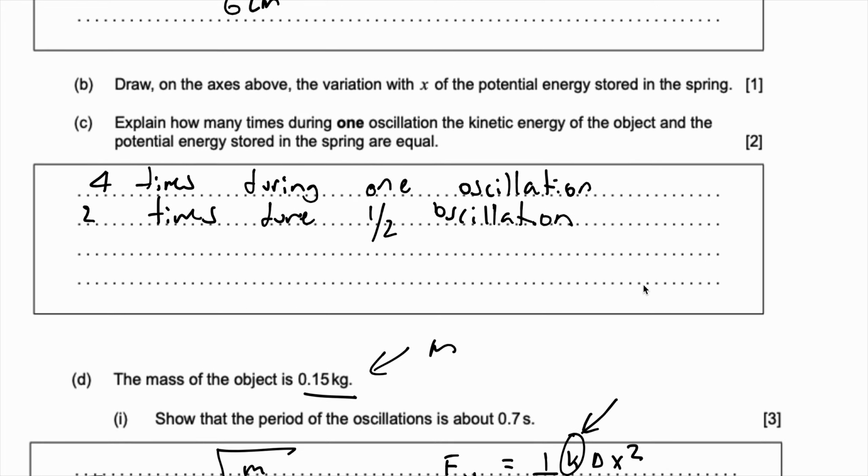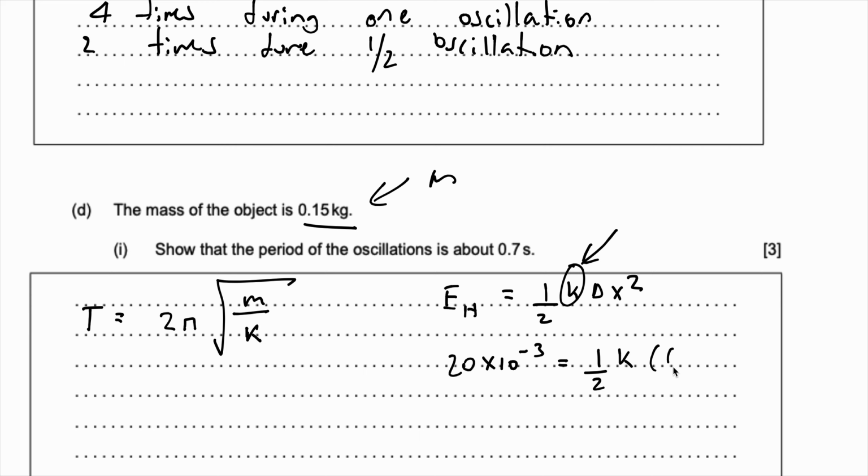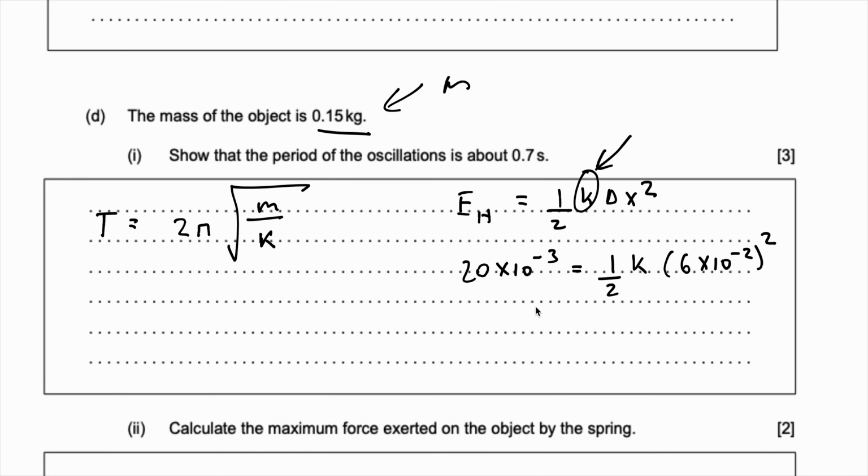Instead of 6 centimeters, we need to convert it to meters. So that's 6 times 10 to the power of negative 2, the whole squared, in meter squared. Okay, now what do we do? Now we need to rearrange for k. So we can say 40 times 10 to the power of negative 3 over 6 times 10 to the power of negative 2, the whole squared, is equal to k.